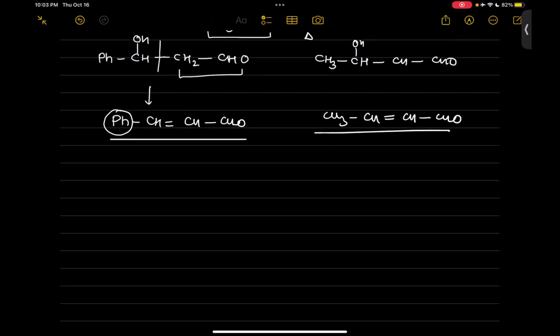Another reaction, two reactions which we have are aldol and Cannizzaro. So this, I hope, is clear. The crossed aldol condensation is clear. Prefer to form the cross aldol first. The next reaction is the Cannizzaro reaction.